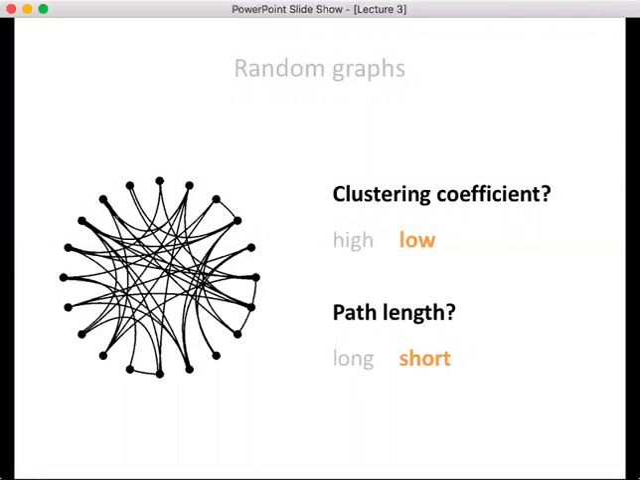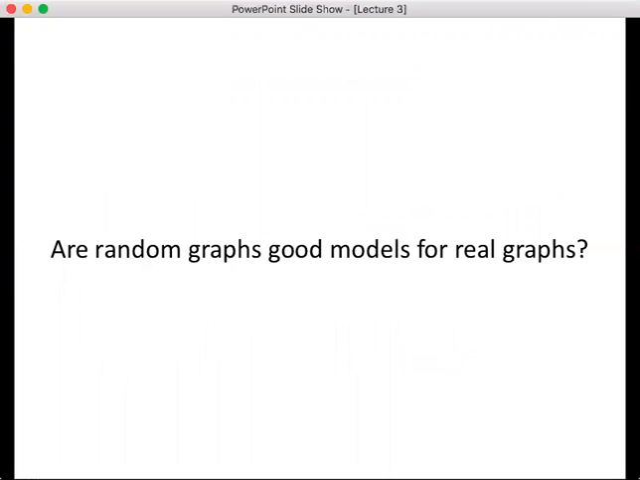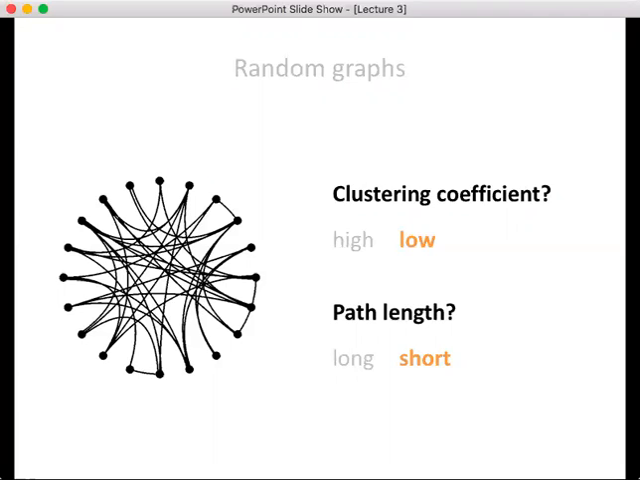Why? Because there are many ways you can go from one side to another. Try to think about that during the break. And so, please think about 2 things during the break. First of all, the path length of a random graph is actually short. And the reason is that it's not unlikely that you find a path.